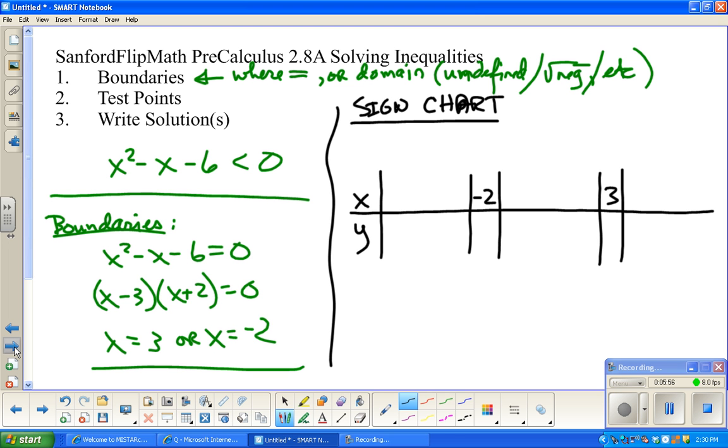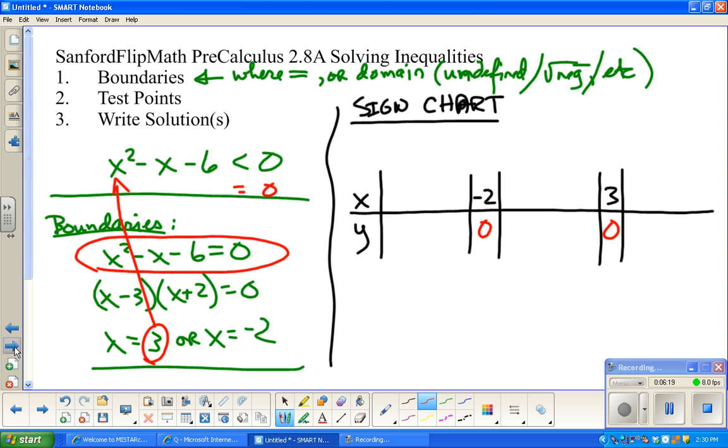And then what I'm going to do is list what those y values are for those points. Well, I know that if I put 3 into this equation, I'm going to get 0. How do I know that? Because I just solved this. So -2 makes this 0, and 3 makes this 0, because I just solved that.